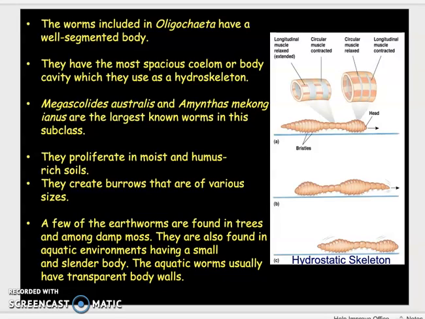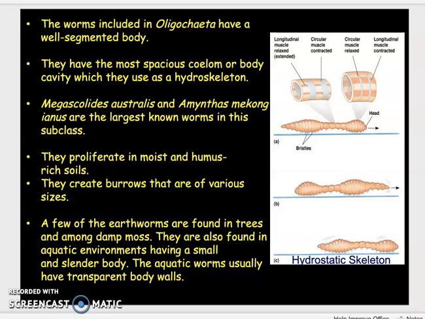They proliferate in moist and humus-rich soils, and they create burrows of various sizes. A few of the earthworms are found in trees, and a few are found in damp areas, and they are also found in the aquatic environment, having a small slender body. The aquatic worms usually have transparent body walls. So this is a schematic representation of the hydrostatic skeleton.